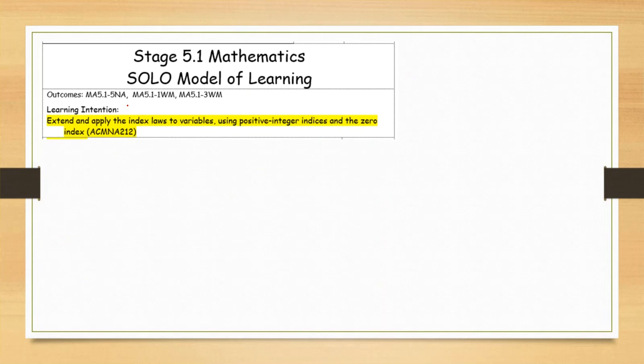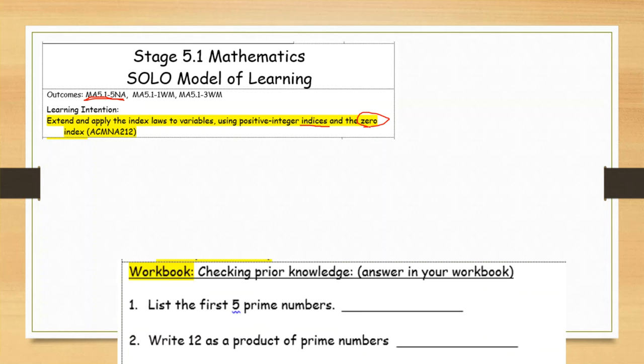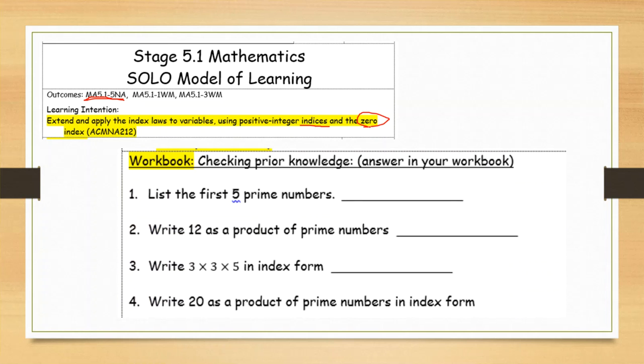First of all, this is where it comes from, the syllabus. We're going to extend and apply the index laws to variables using positive integer indices. I'm not actually going to cover the 0 one today. These are the revision questions that you should do in your workbook. So you can pause the video now and do that.